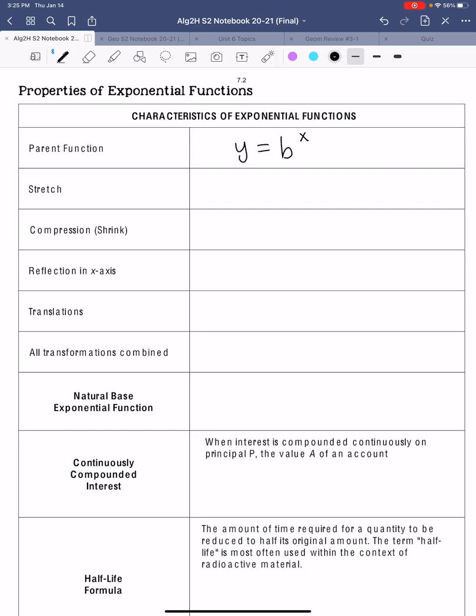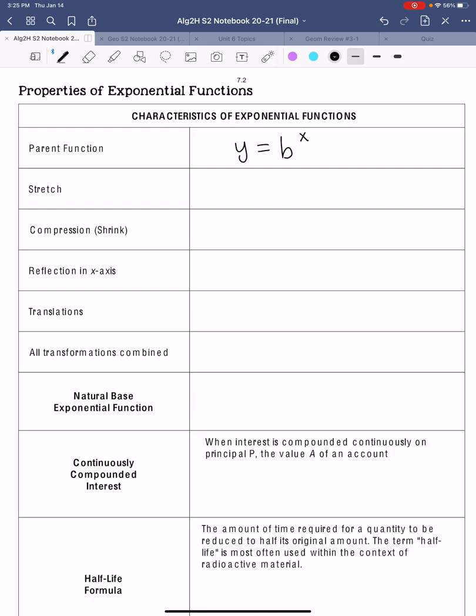So we don't have that standard parent function that we've had in the past where the graph is the same for every single parent function. This is the first time our parent functions are going to change, and this is the first time that I actually like using t-charts for these types of graphs.